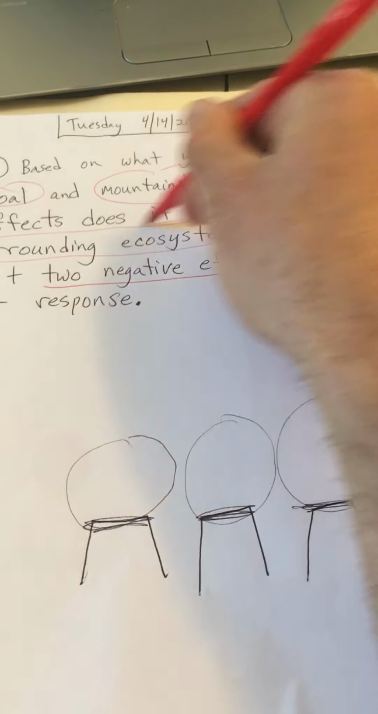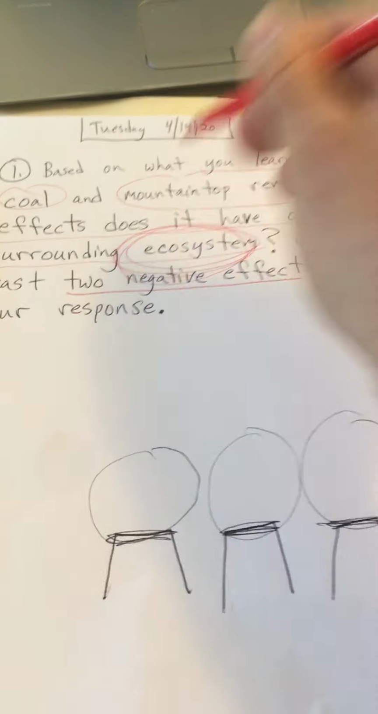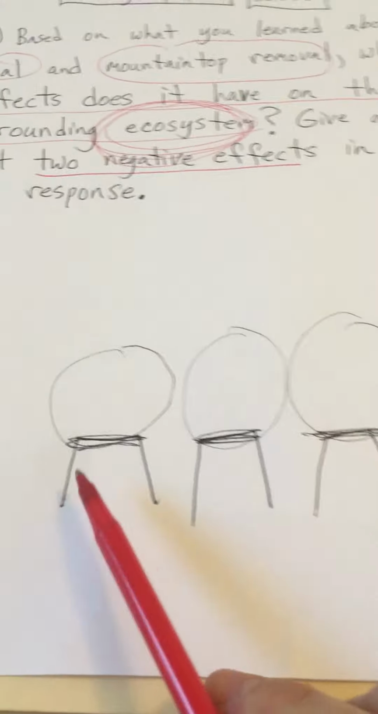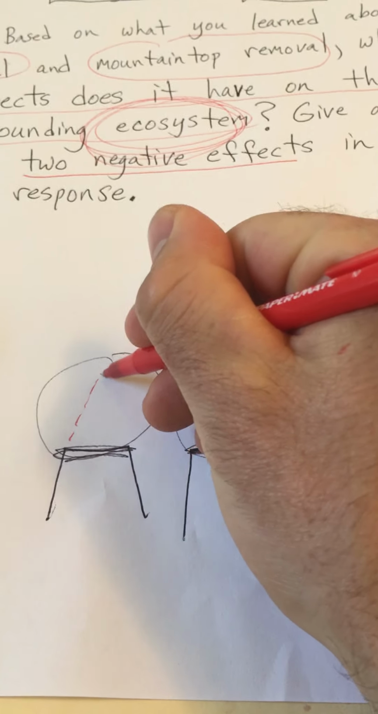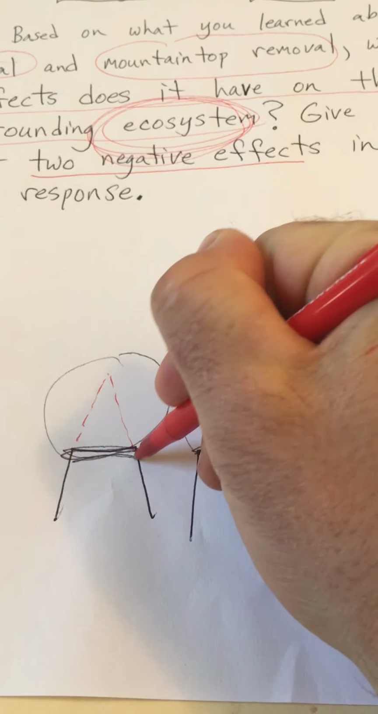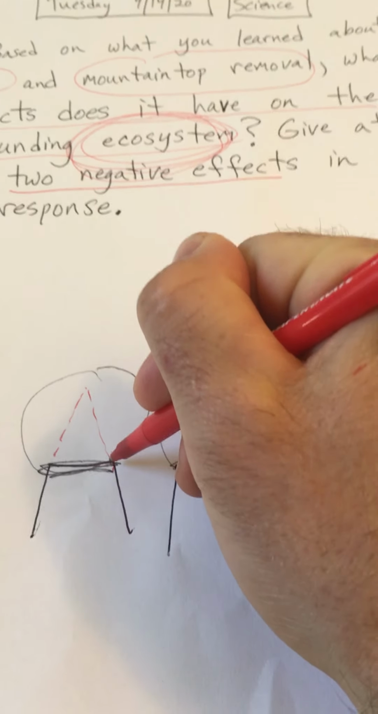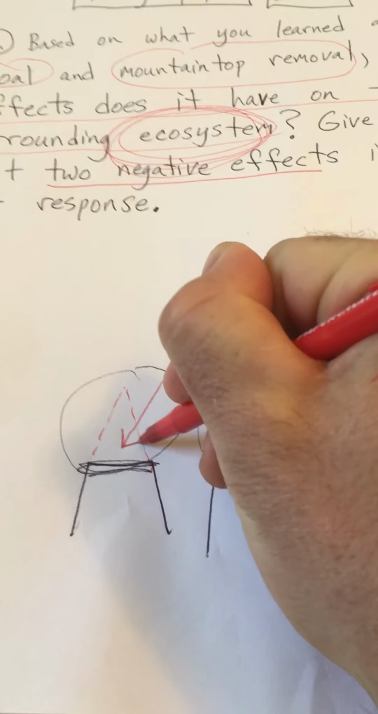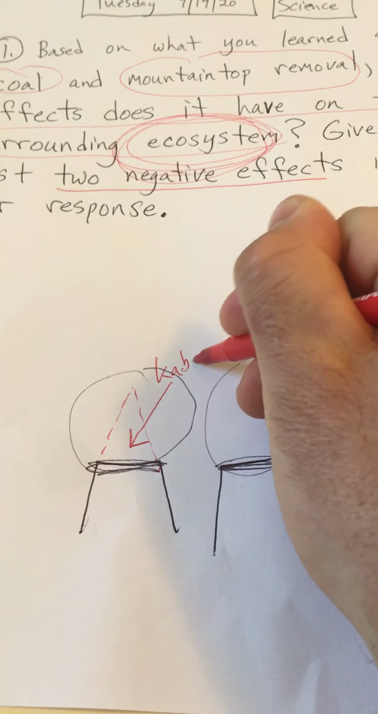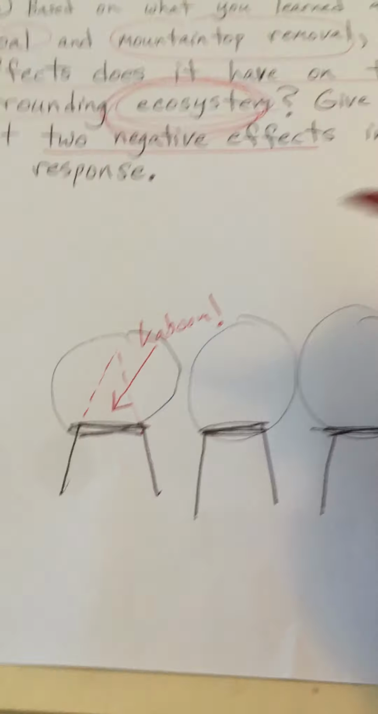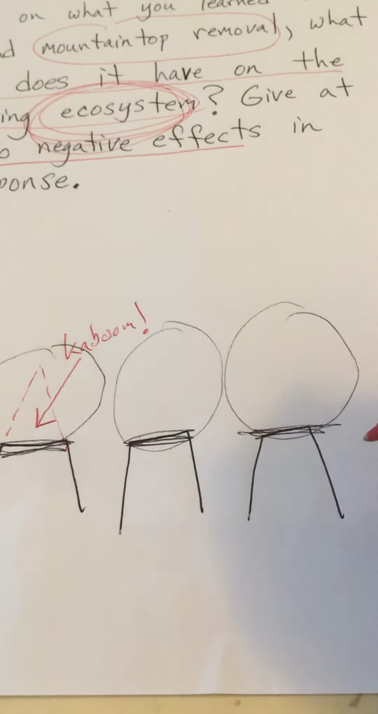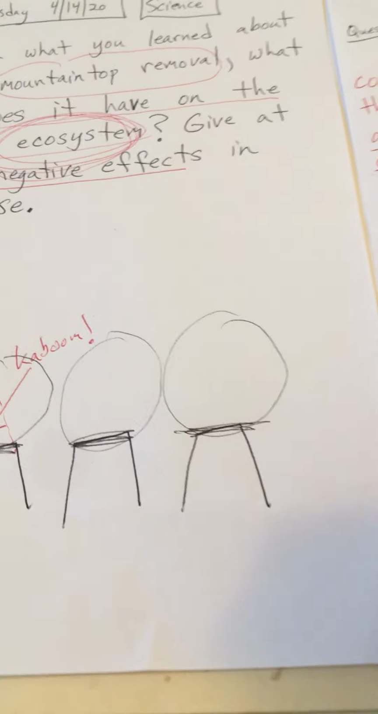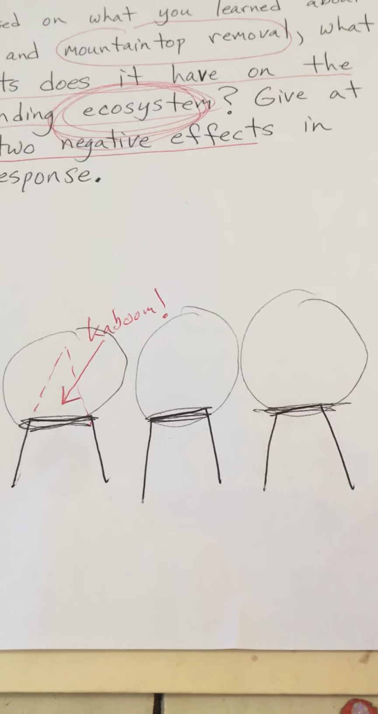So we have to give 2 negative effects that coal and mountaintop removal have on the surrounding ecosystem. We learned about how coal is formed in strips, and there was a mountain here, and it's much less expensive for the companies that need to get the coal out to just blow the top of the mountain off, kaboom, and then it is no longer there. They dig out the coal, and then they move on to the next mountain and do the same thing, over and over again.